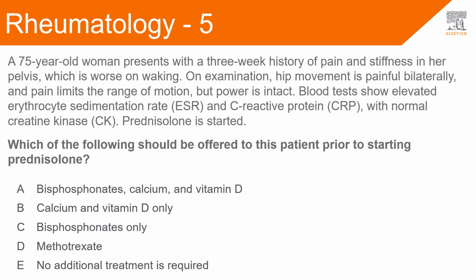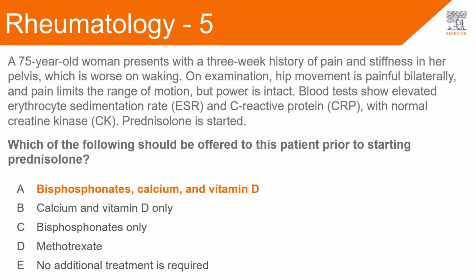So the question, have a think. Do you give A, bisphosphonate, calcium, vitamin D? Do you B, just give calcium, vitamin D? Do you C, just give bisphosphonate, or D, methotrexate? Or E, you don't need anything on top of what's been given apart from prednisolone? Have a think of what this patient needs, okay?